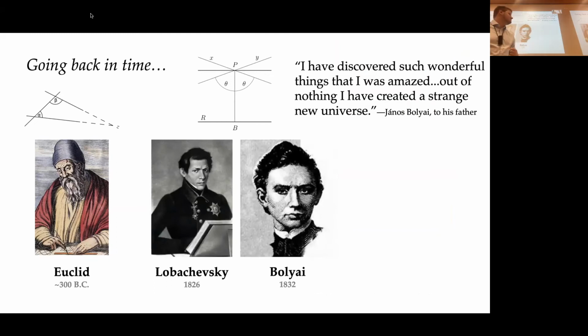And the earliest examples of this are Lobachevsky and Bolyai. So around the early 1800s, they have been able to take these ideas and discover what is now known as hyperbolic geometry, where you actually can draw more than one parallel line to a given line, right? And actually, Bolyai, when he first discovered this, is famously noted in a letter to his father that he has discovered such wonderful things that he was amazed. Out of nothing, he has created a strange new universe. So it was truly fascinating at the time to see, after so many centuries of Euclid's monopoly, that actually there was a different way to study geometric objects.